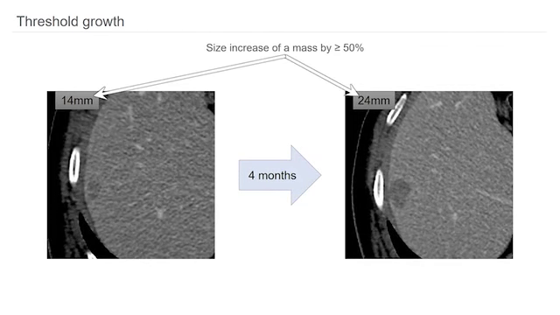Threshold growth is defined as size increase of a mass by 50% or greater within 6 months. Remember, the definition of threshold growth was updated in LIRADS version 2018.